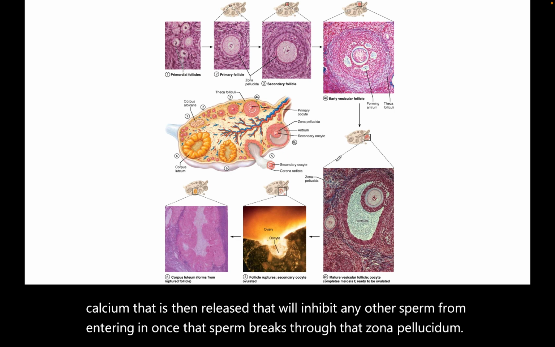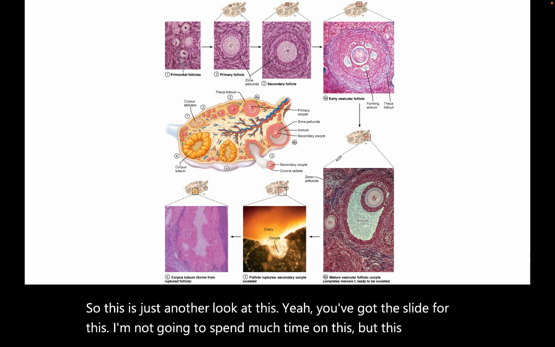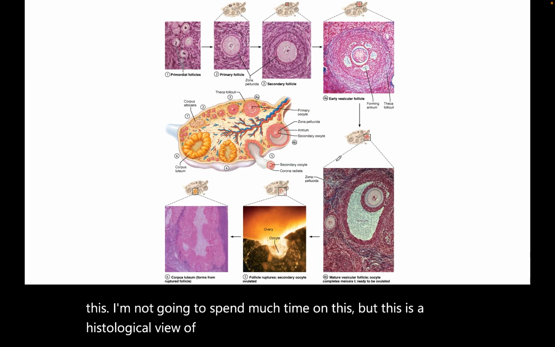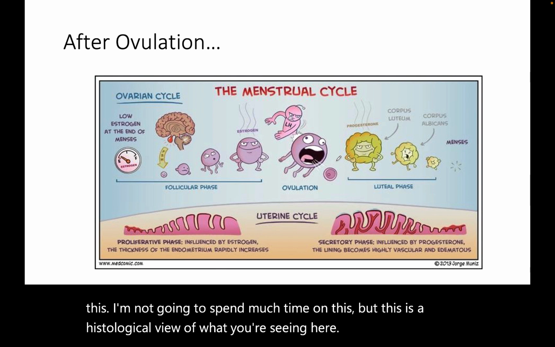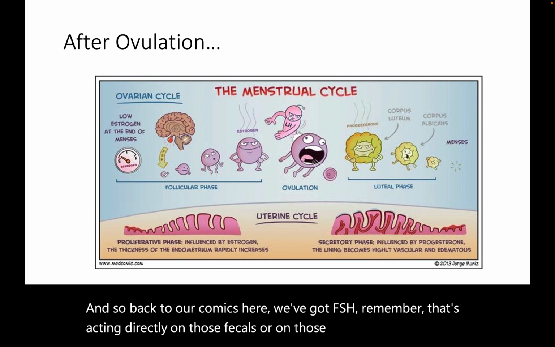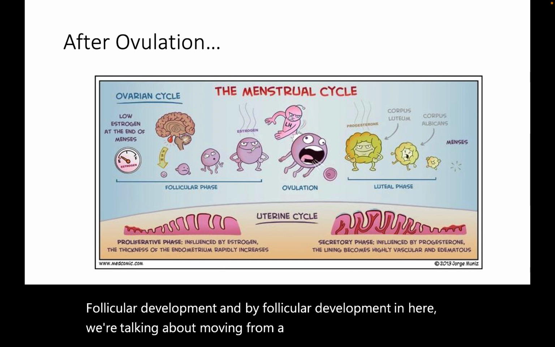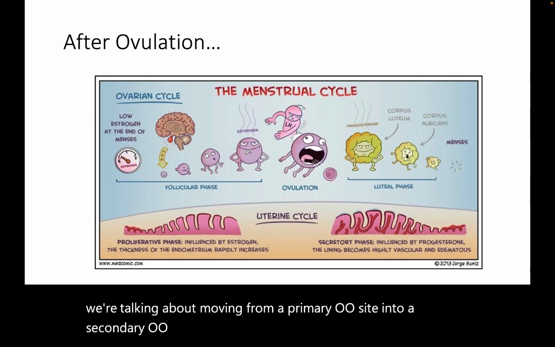And so this is just another look at this. You've got this slide for this. I'm not going to spend much time on this, but this is a histological view of what you're seeing here. And so back to our comics here. Here we've got FSH. Remember, that's acting directly on those thecals or on those granulosal cells. That's driving follicular development. And by follicular development in here, we're talking about moving from a primary oocyte into a secondary oocyte that's happening in here, right?